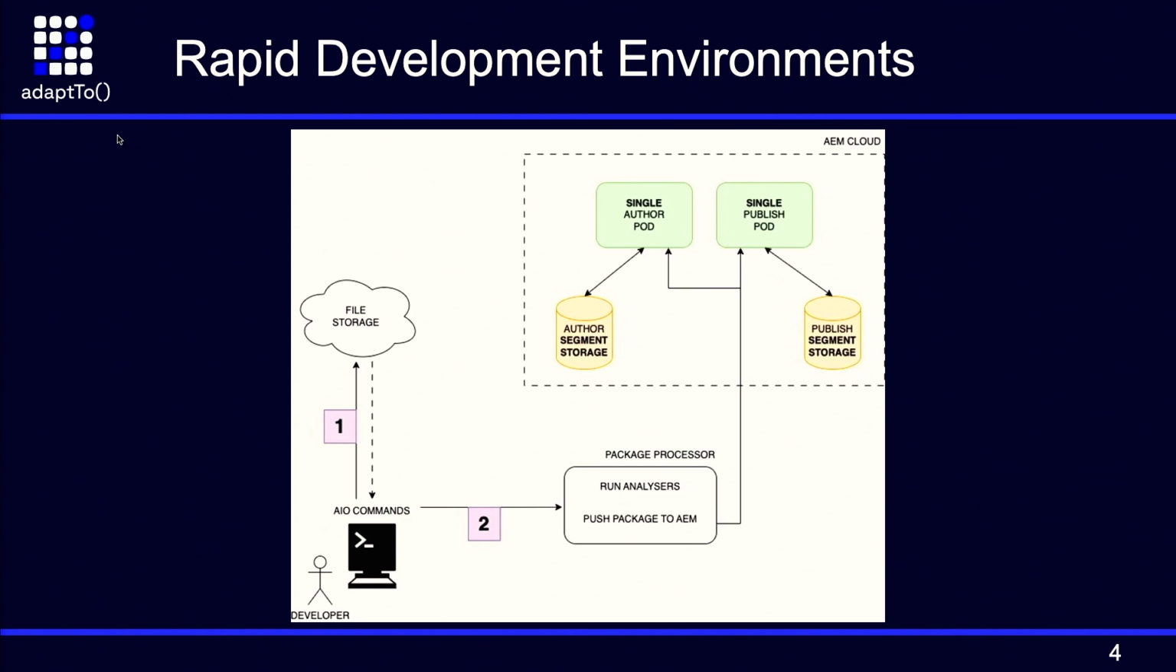Not only that, we also push the package to AEM. As I mentioned before, there is no high availability. That means if you are pushing something that makes AEM restart, you'll see a little outage. It should be gone in a few seconds. Then the code is pushed into the single author or publish pod, and they are using the segment store as in the local SDK. We are simulating a local SDK environment in the cloud.